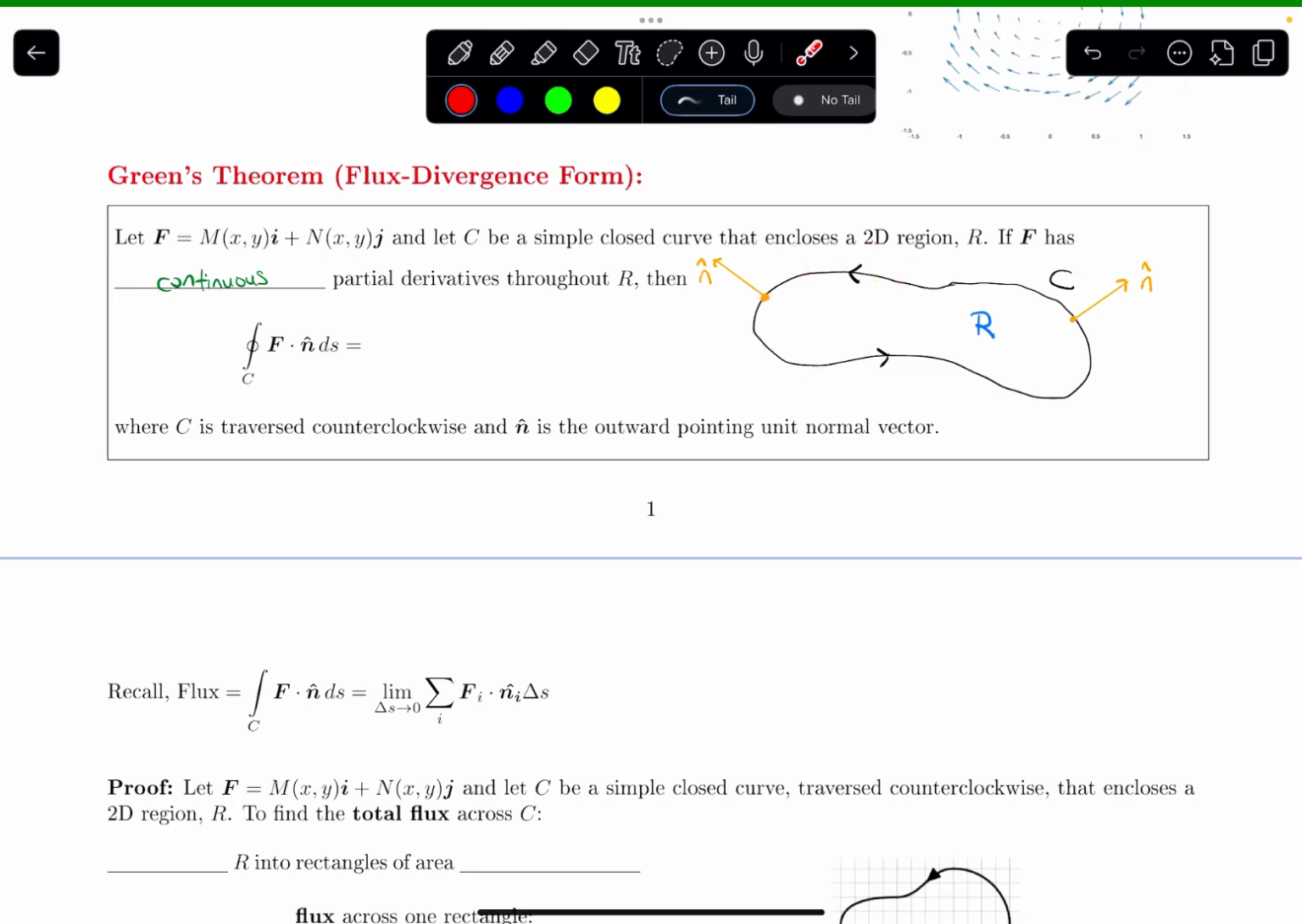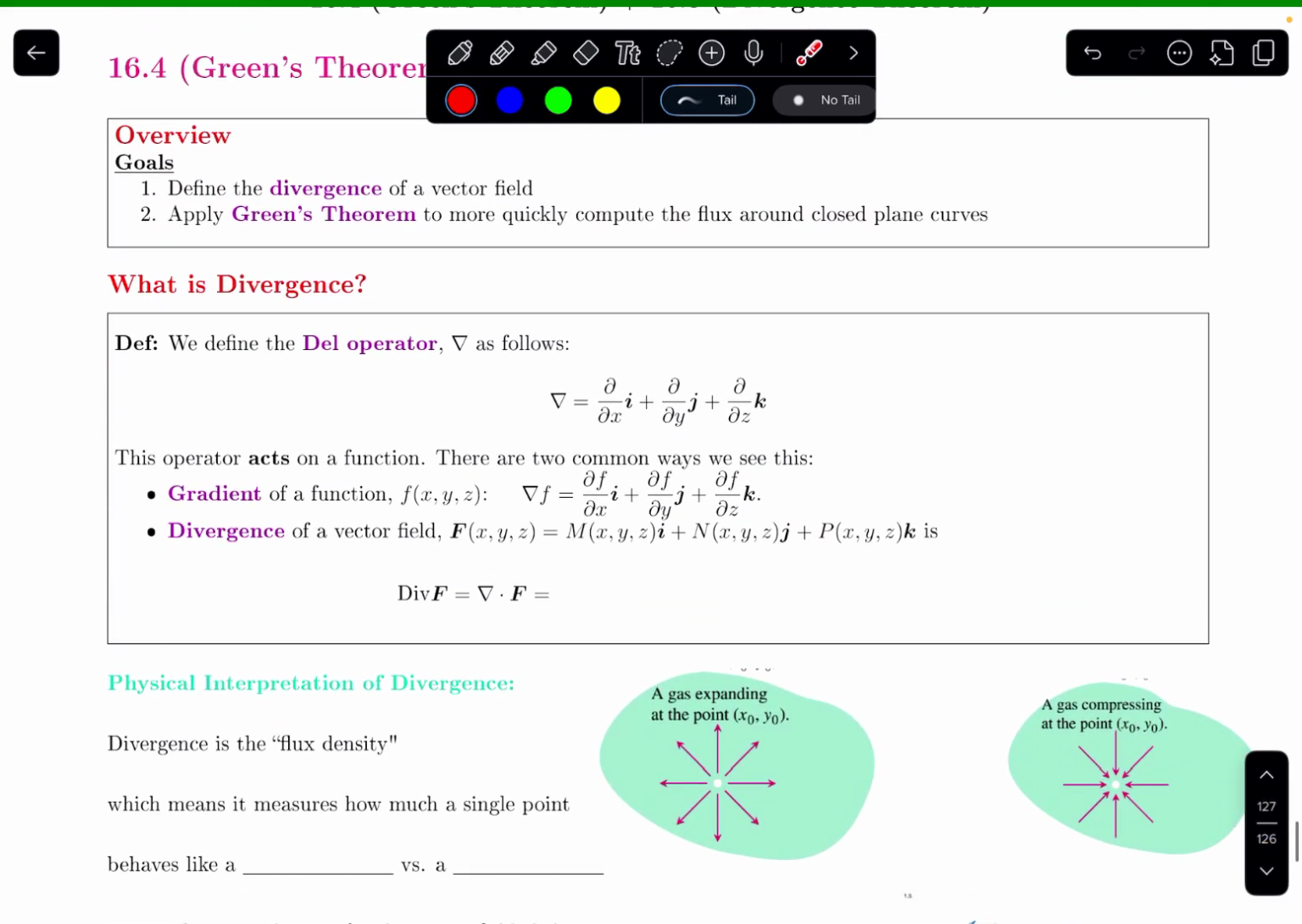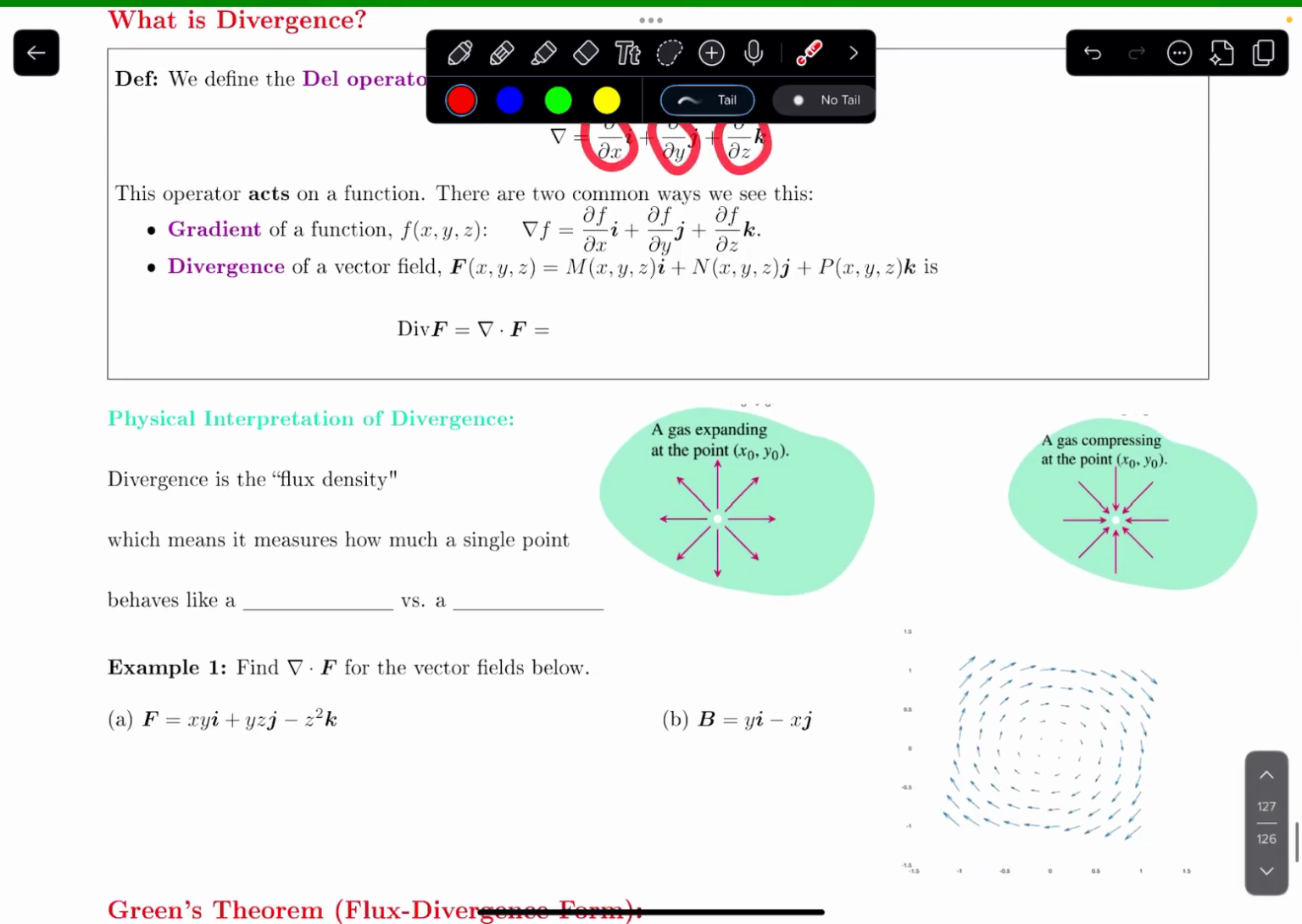And what Green's theorem says is, it turns out that's equal to a double integral over that region R, where you do the double integral of the divergence of F. Okay, and what's the divergence of F? Remember, another way to write that is, you write this del symbol and you dot it with the vector field, where the del symbol consists of taking partial derivatives with respect to each of the variables.